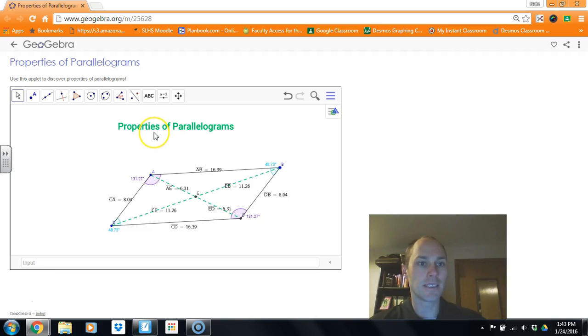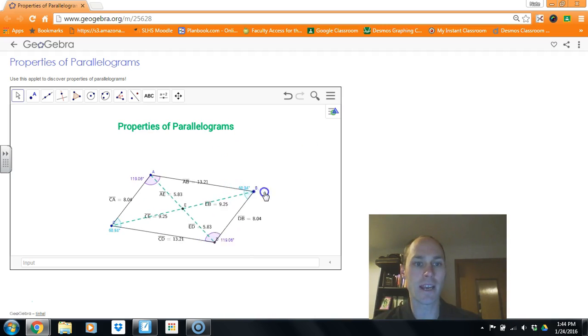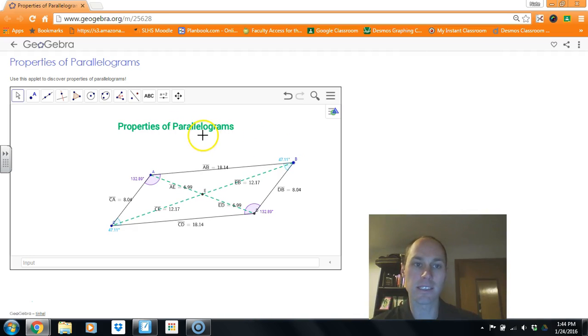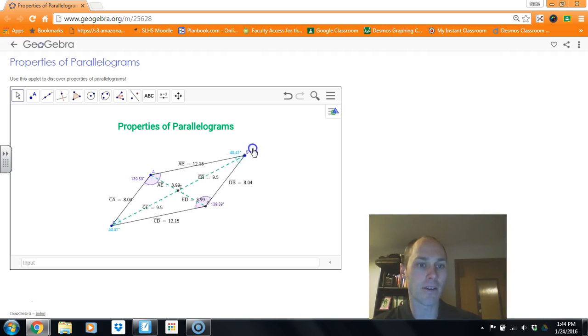So you can click the link to this app on the website if you'd like. Otherwise, let's just take a look here and see what characteristics we have in a parallelogram. All the measurements are given for us. Take some time to look through that, and if you have this open up on your own screen, you can drag it around and it stays a parallelogram, but just take a look at some of the measurements and see what kind of properties these parallelograms have.